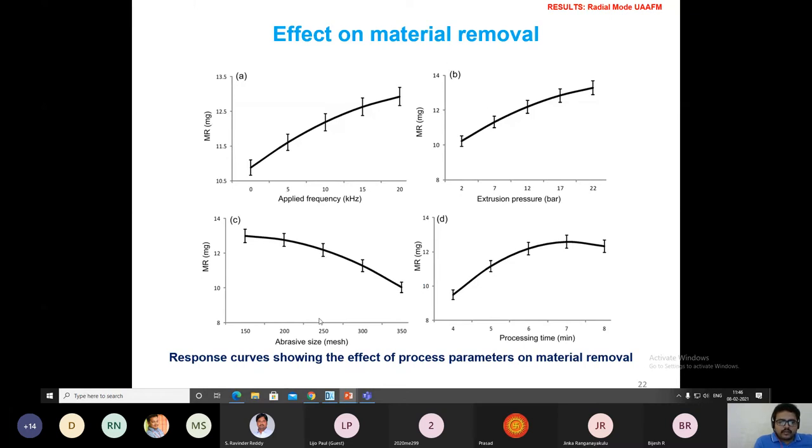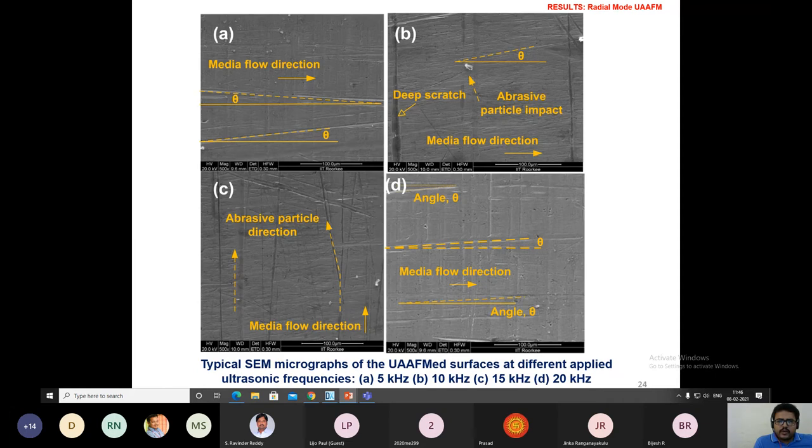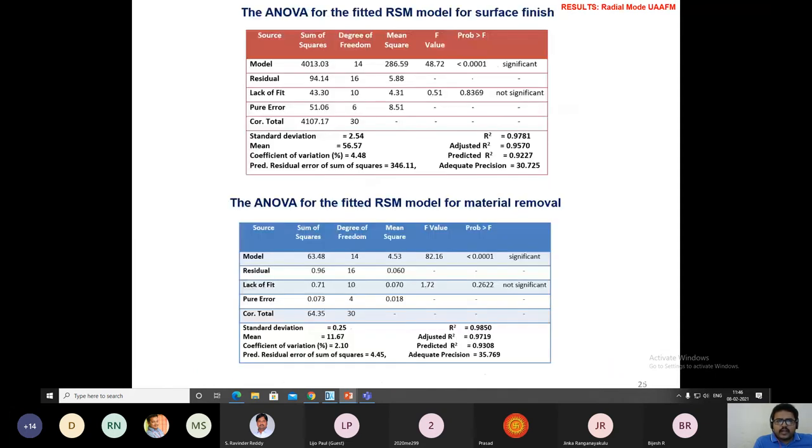In this effect of material removal, the response curve is shown for the second response, and similarly I have plotted 3D combined effect plots, and experimentally I have proved it. There are ANOVA tables also, which we will be discussing further. The ANOVA table will represent whether the model is significant, whether lack of fit is not significant, and whether your adjusted R square and predicted R square are in range as well.